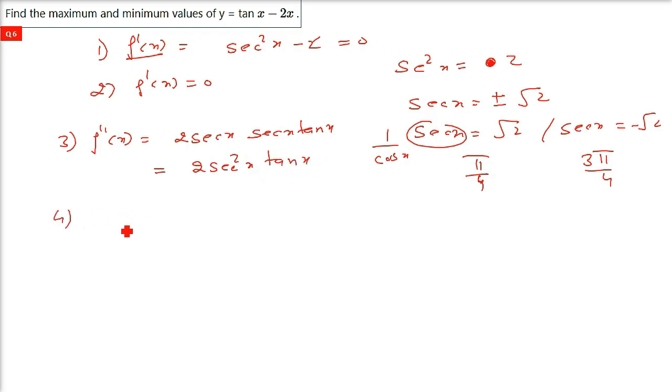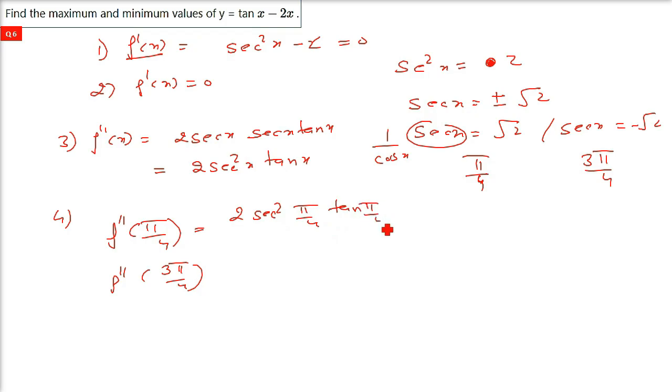And the fourth step is f double dash pi by 4 and f double dash 3 pi by 4. These are the 2 critical point values, the possibility of maximum and minimum. Now this can only be found using the double differentiation. In 2 sec square x tan x, just place x as pi by 4 in the first case. In the second, just replace it by 3 pi by 4.